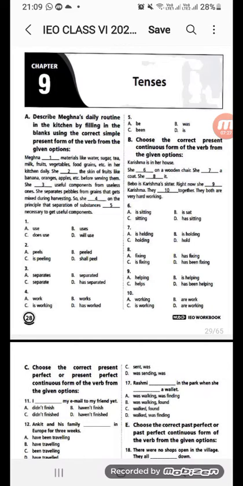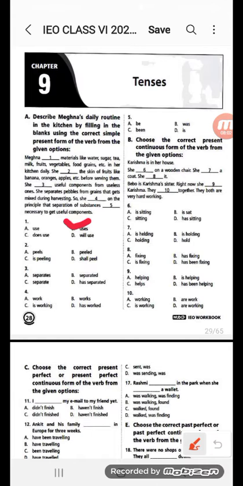we have to describe Meghna's daily routine in the kitchen by filling in the blanks using the correct simple present form of the verb from the given options. Meghna uses materials like water, sugar, tea, milk, fruits, vegetables, food grains, etc. in her kitchen daily. As we are talking about her daily habits, daily routine.